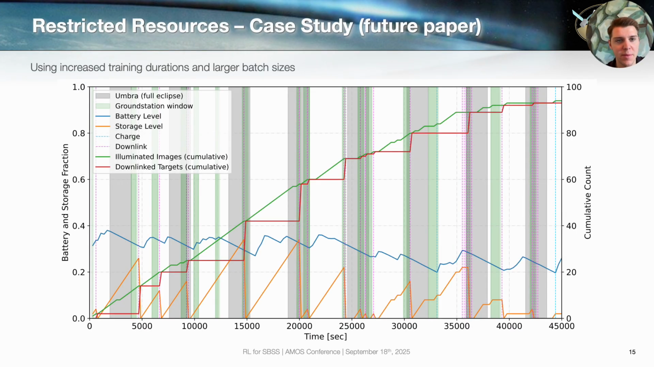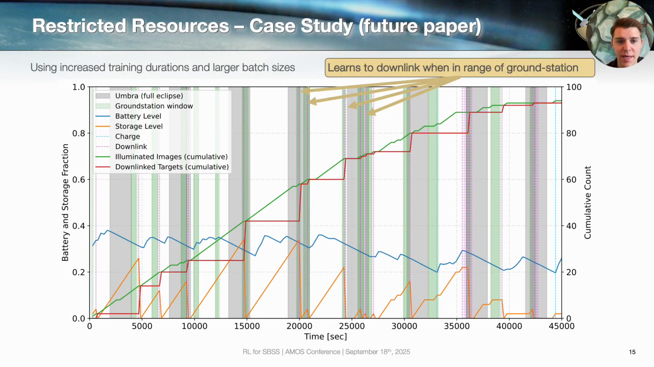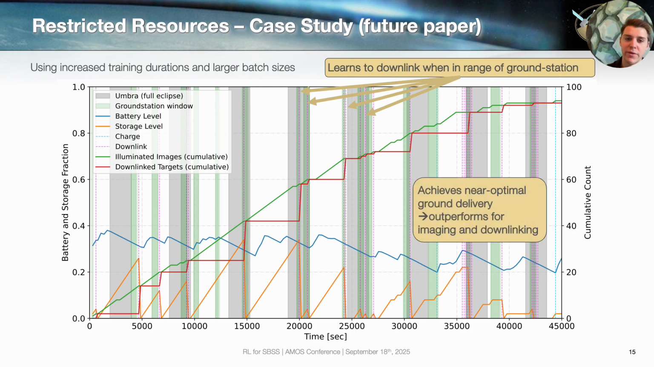Then, this is from a future paper that is not yet in the one presented here. Here we're also looking at increased training durations with larger batch sizes. And the goal here is to teach the reinforcement learning policy to only downlink during ground station windows, to really optimize for that. Here we see that it does learn that behavior, and it really only triggers downlink actions when it's around ground station windows. And this gives you very good performance, better than the reinforcement learning policy we just saw before, and better than the heuristic policy that I showed at the beginning.